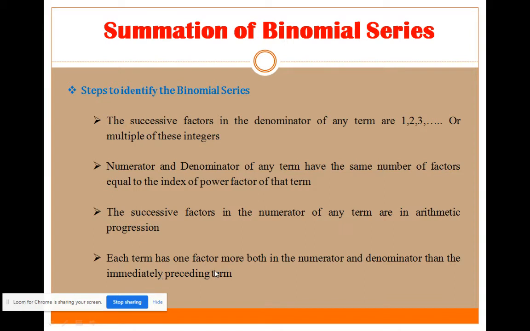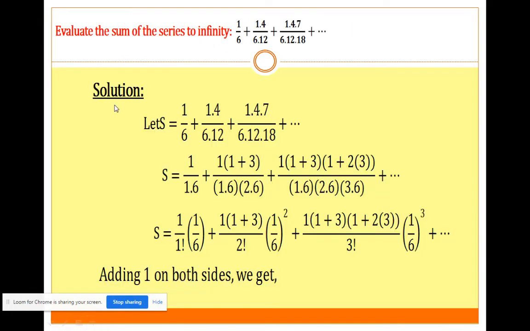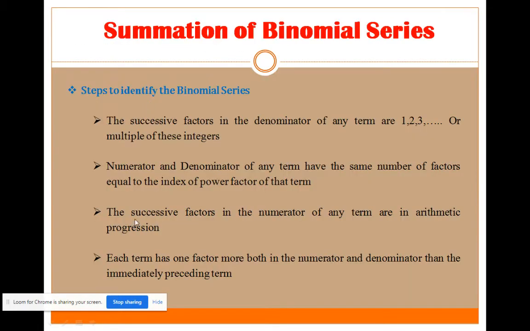Step 4: each term has one factor more, both in numerator and denominator, than the immediately preceding term. You see here the second term has one more factor than the previous term, both in numerator as well as denominator. Similarly, the third term has one more factor than the previous, both in numerator as well as denominator. That is mentioned in the fourth step. So using these 4 steps, we can easily identify the binomial series. If we identify the binomial series, then it becomes easy for us to find the summation.